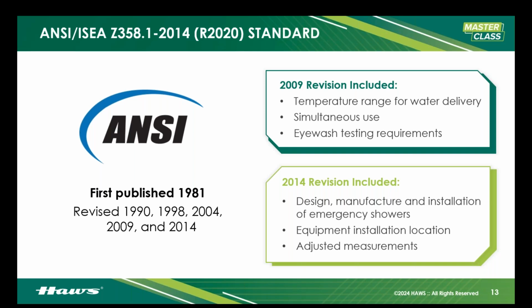2020 being the one we're looking at today. In the last two versions, we got some pretty important updates. One, in 2009, we finally got a temperature range for water delivery. Before, it was very vague. It didn't give us actual numbers. Now we have a very clear number for what that temperature range is, and I'll explain that. Simultaneous use requirements, IWASH testing requirements, which is huge.